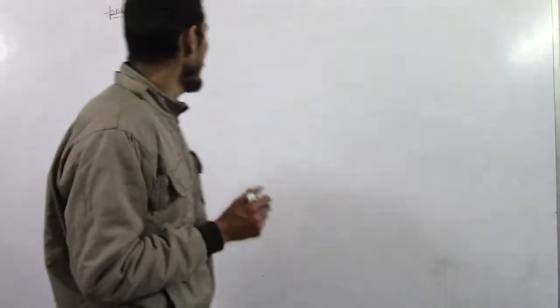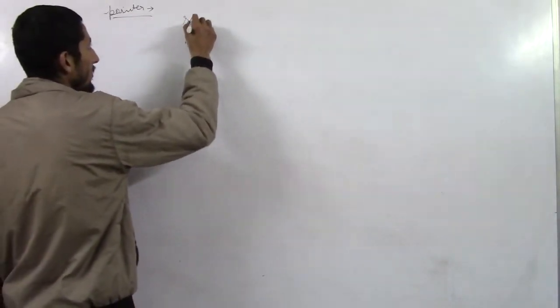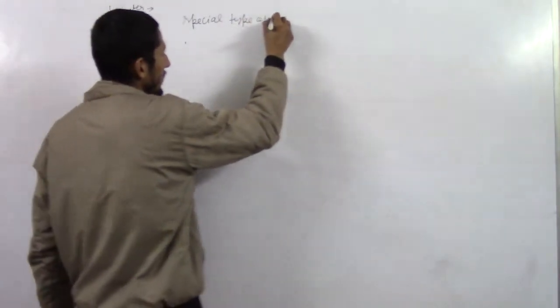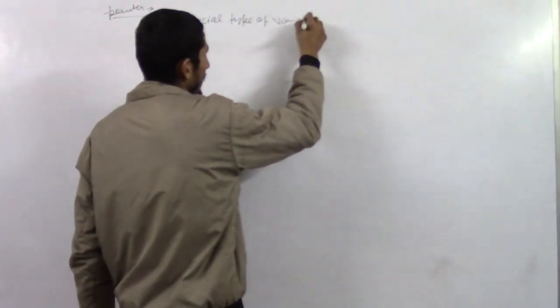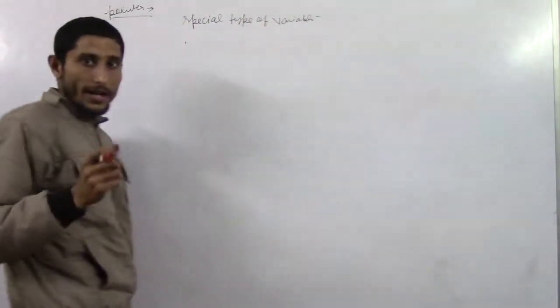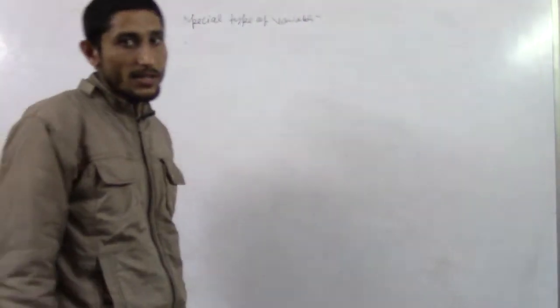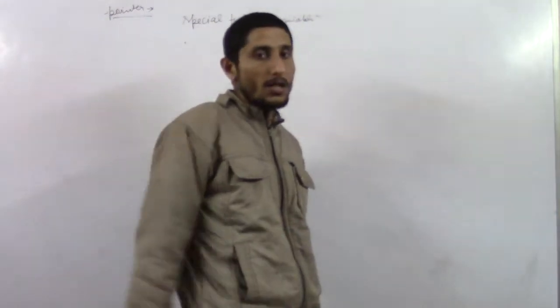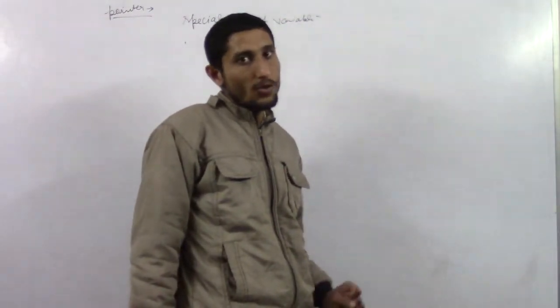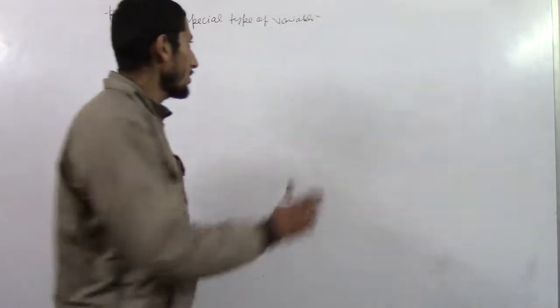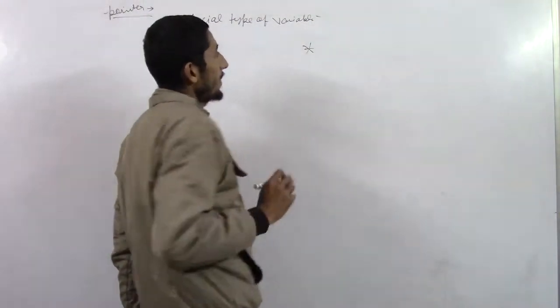So a pointer is a special type of variable, which can store the address of another variable. Are you following this one? A pointer is a special type of variable which can store the address of another variable. In order to indicate a pointer, we have to put a star.